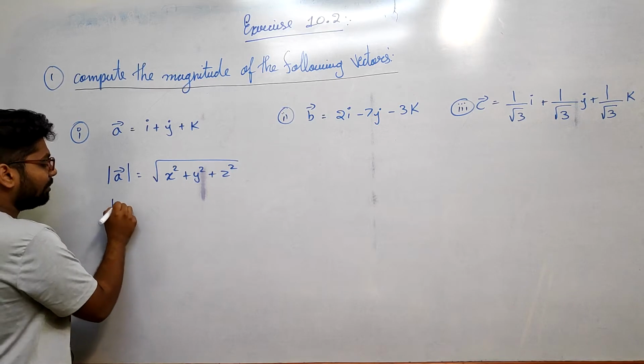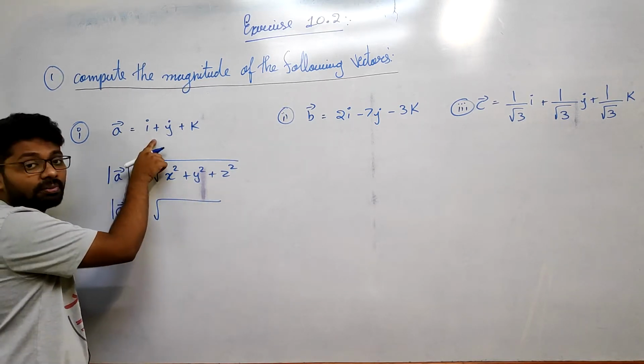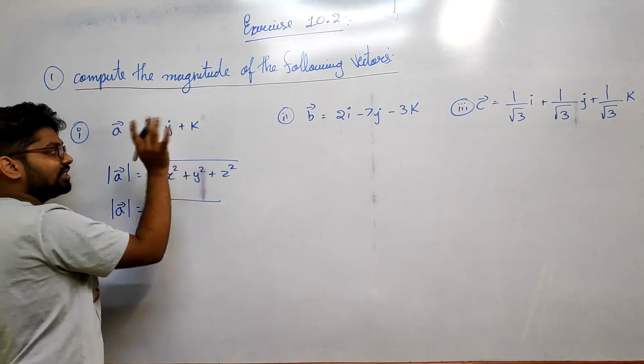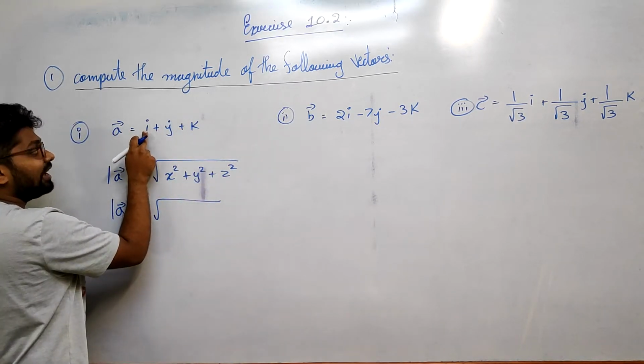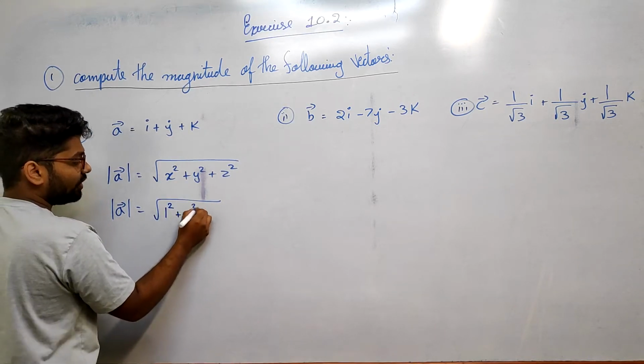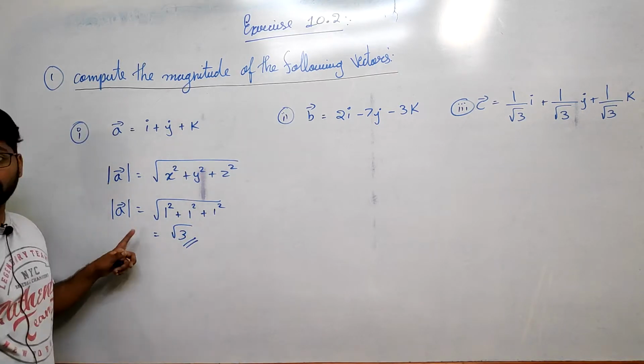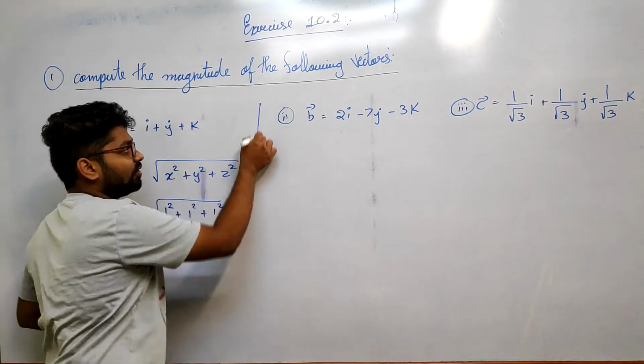So a bar is equal to root of, what is x, the coefficient next to i we take as x, this is y and this is z. So next to i, there is no one, it means 1 square, here also no one, 1 square plus 1 square, which is root 3. So this is nothing but your magnitude. Simple. Just go for the second one.